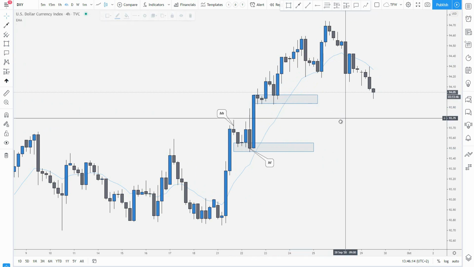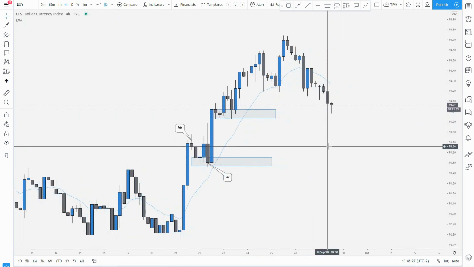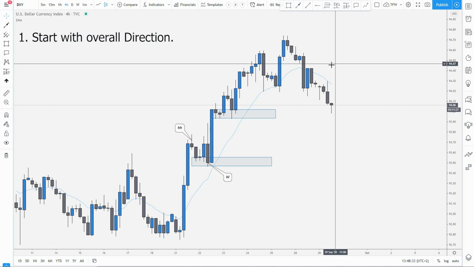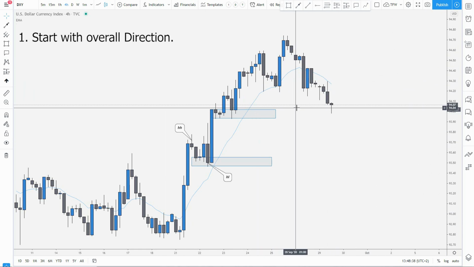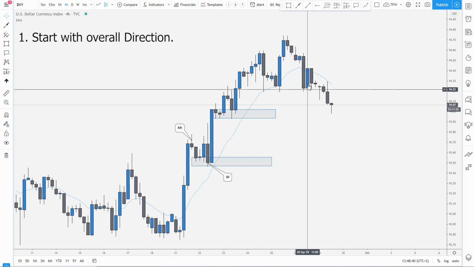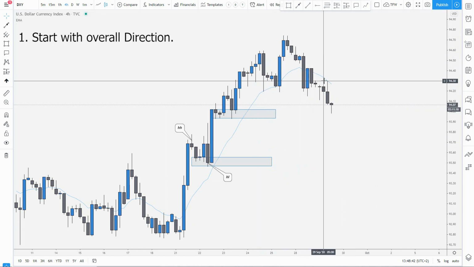All right? So if I'm to recap what we learned up until now, first of all, we start with the overall direction and we just eyeball it. When you open your chart, what is the first impression that this chart makes on you? Is it going up or is it going down? In the morning, when I saw this chart, the market was staying right here. So I said, we are going up.